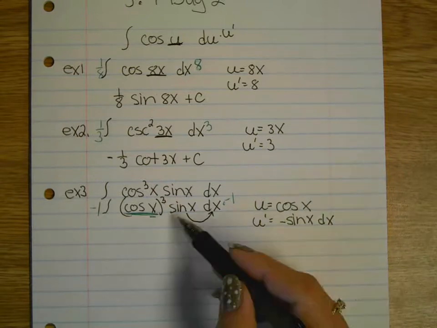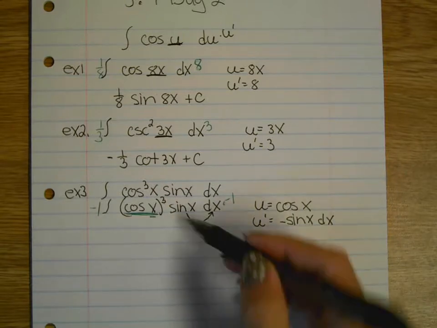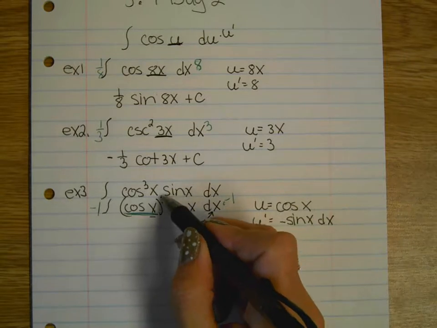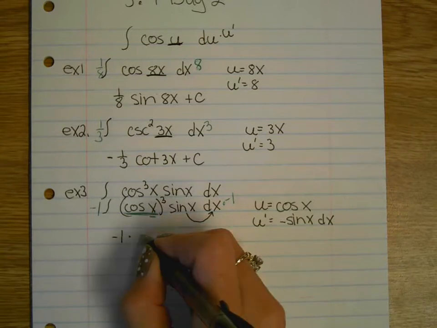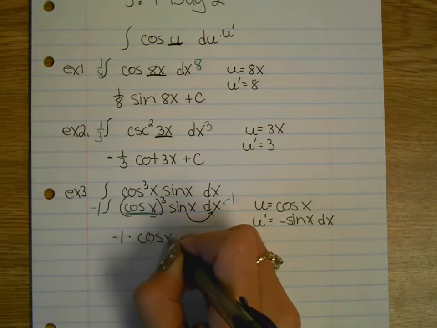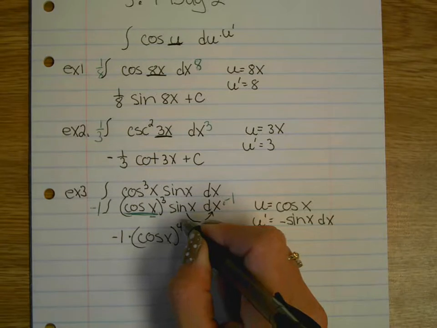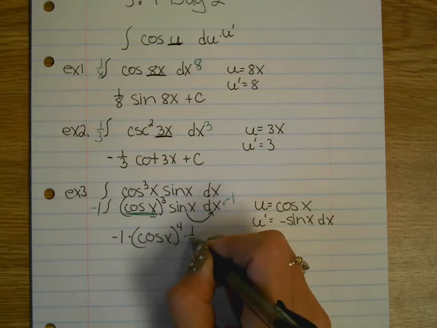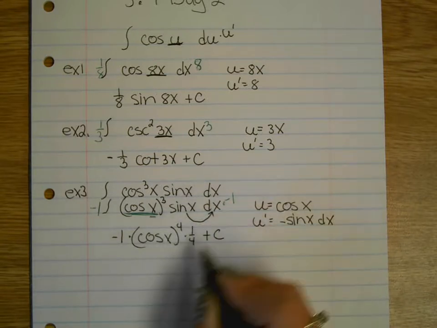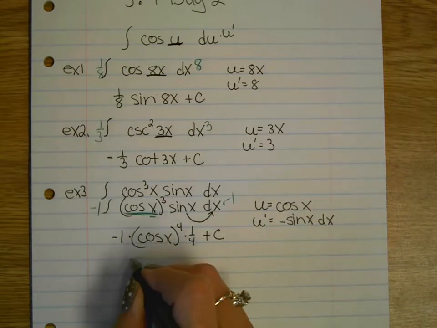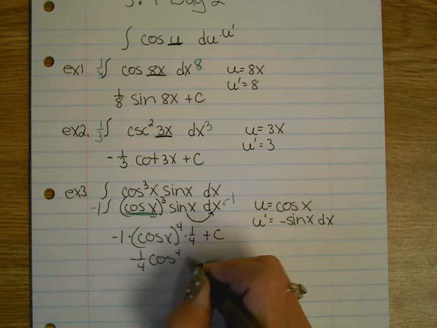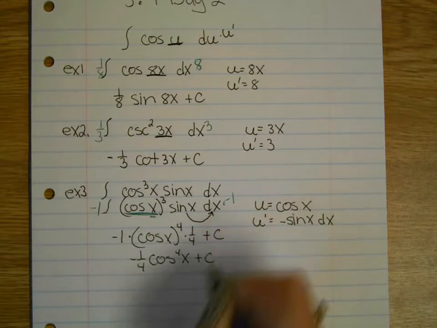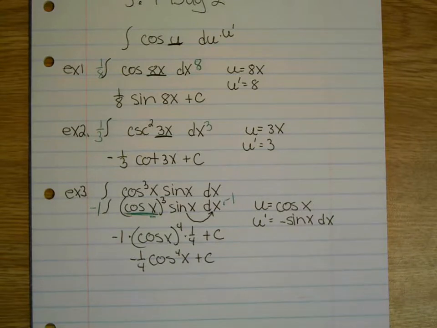So now remember, now that that's slid over next to the dx, anything attached to the dx gets thrown away, and I'm doing my power rule. So the negative 1 carries along as a multiplier. I'm going to have cosine to the 4th and then times the reciprocal, 1/4. So simplifying it, I'll have negative 1/4 cosine to the 4th x plus c. Okay.